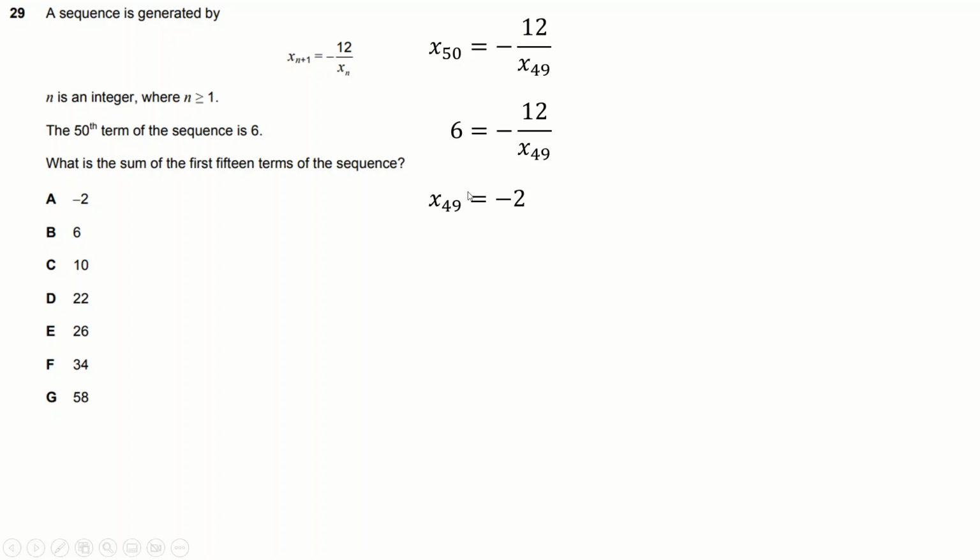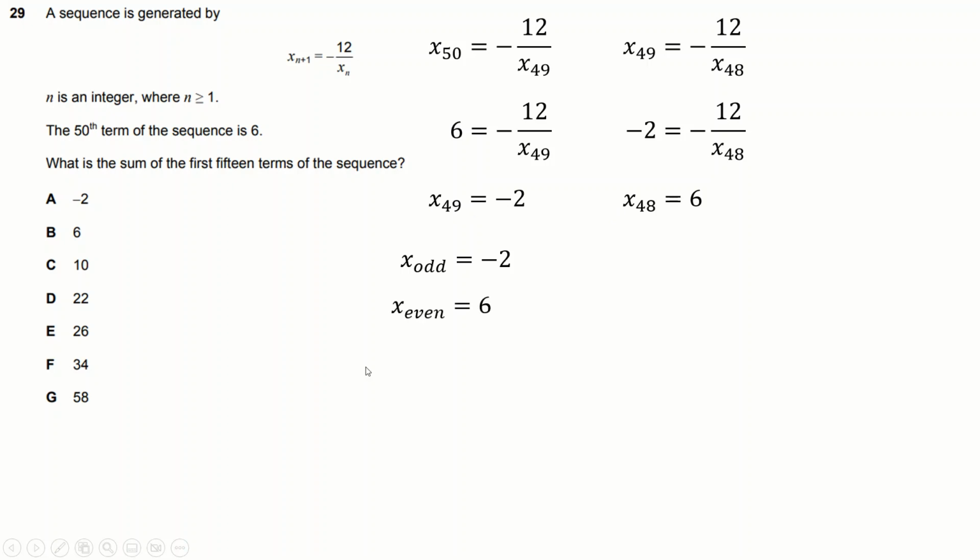And something interesting happens here, which is if you do exactly the same thing, so set up x of 49 is minus 12 over x of 48, just following the rule again, and then put in minus 2 into here, rearrange, you get x of 48 is 6. And so of course if you do that again to find x of 47, you're just going to get minus 2 again, because it will just be the same working as this. And then you'll get to 6 again, then minus 2, then 6. And so any odd term, any x of the odd is going to be minus 2, and any x even is going to be 6, just because they're going to rotate.